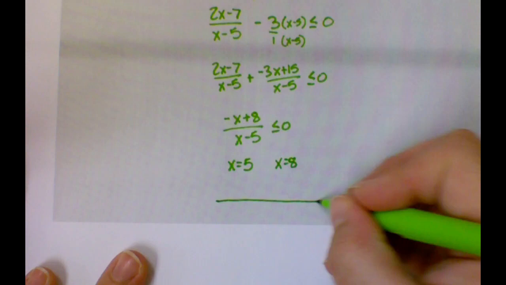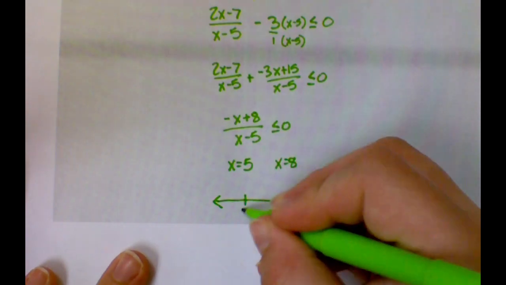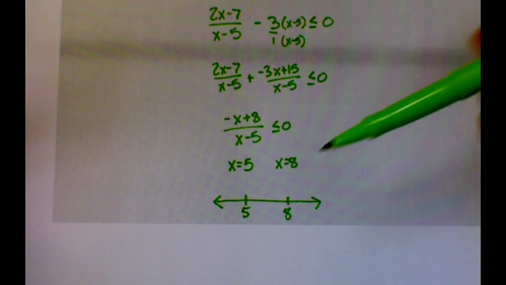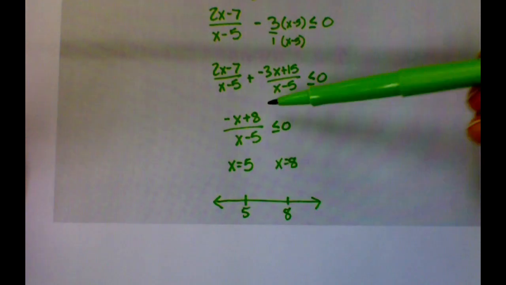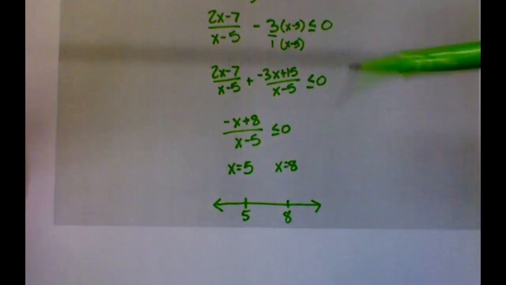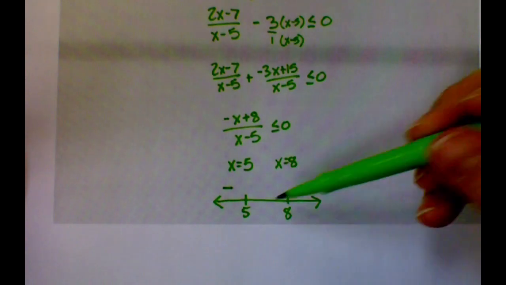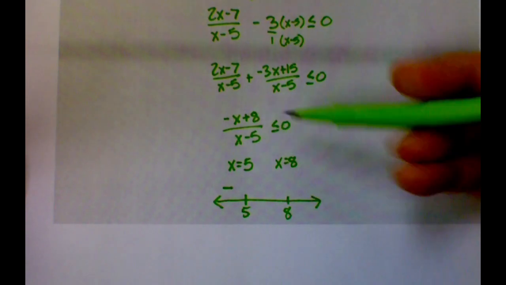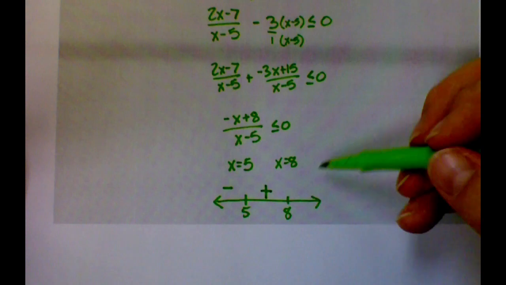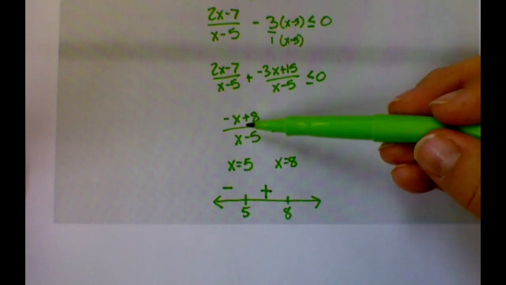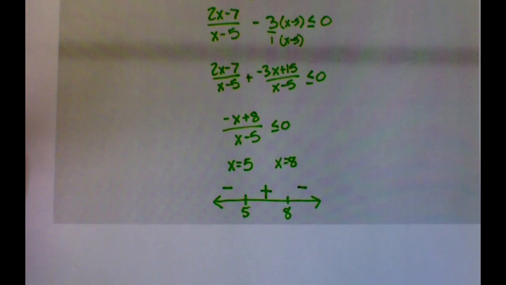So my key numbers that make my number line, just like when we did polynomial inequalities, I have 5 and 8. If I plug in a number less than 5, let's say I plug in 0, I get a positive over a negative, which is a negative. Something between 5 and 8, let's say 6, I get a positive over a positive. And something bigger than 8, let's say 9, I get a negative over a positive, which is negative.